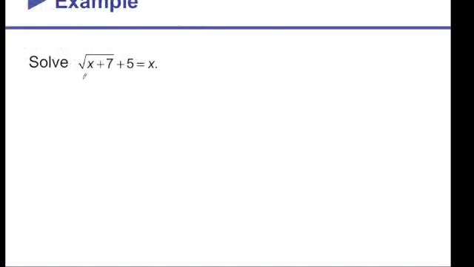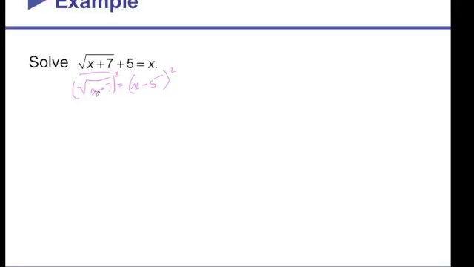Solving this one. First I have to isolate the radical. Here's the radical, but it's got the plus 5 with it, so I have to move that. The square root of x plus 7 will equal then x minus 5. Now I need to square both sides.